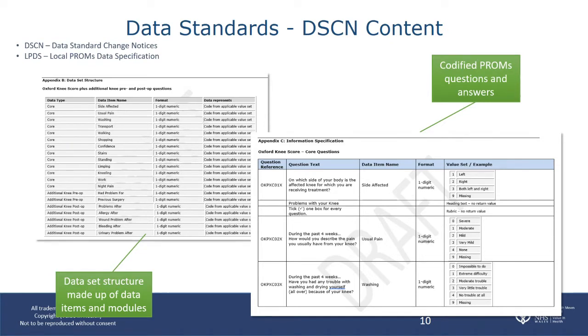These are PROM questionnaires that a health board may wish to collect that are local to their organisation. So, for example, a consultant may wish to ask their patient specific questions, which are not necessarily national questions. And therefore, distinguishing between national PROMs, i.e. DSCNs, and local PROMs is important. This is to ensure that local PROMs stay within the health board only, and national PROMs can flow into the centre, which hopefully will become clearer later on.